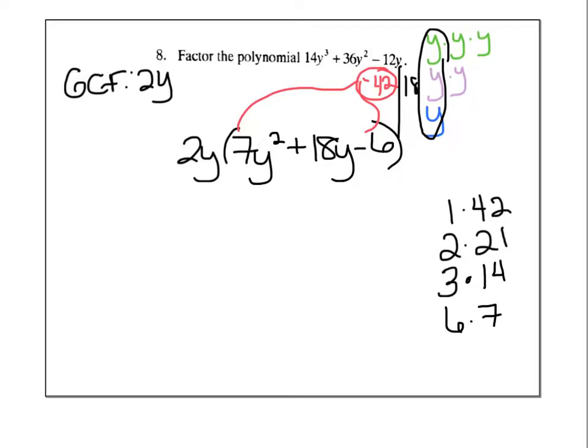And 6 times 7, well, 6 plus 7 can't combine to 18 if I add or subtract them. Well, there's no other factors of 42, so that means this one can't be factored any further. So all it had was a GCF.